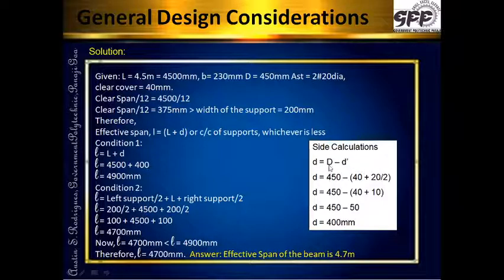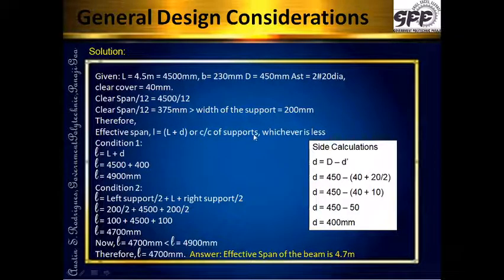So effective depth is equal to overall depth, that is 450 mm, minus effective cover, which is calculated as clear cover plus the distance from the clear cover to the centroid of the reinforcement. Since it is one layer of 20 mm bars, it is half of 20. So 450 minus (40 plus 10). This becomes 50, so effective depth becomes 400 mm. So L becomes 4500 plus 400, that is 4900 mm. So from condition 1, clear span plus effective depth, we have got 4900 mm.